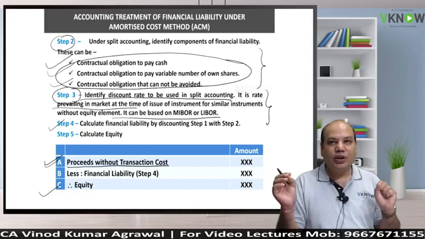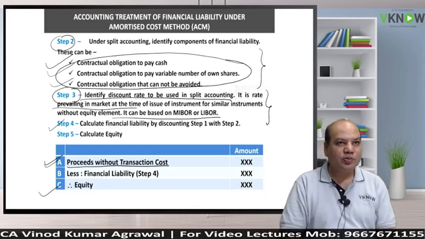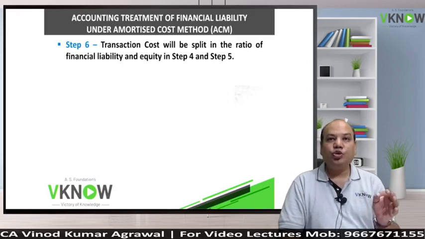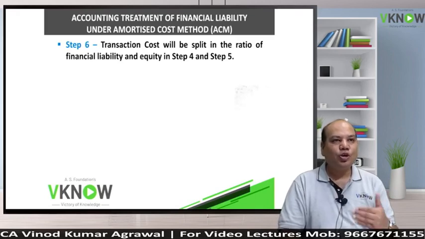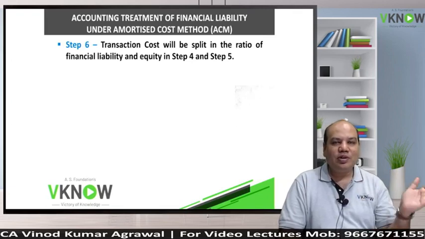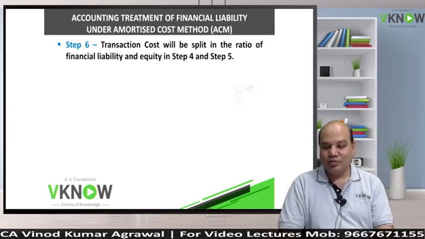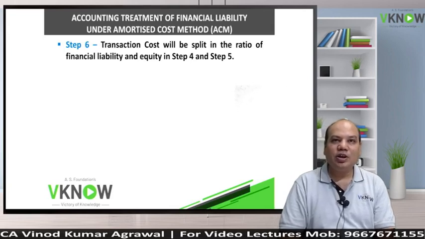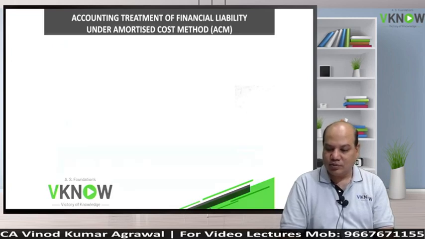But if there is a transaction cost, there is going to be a problem. And what is that? If there is transaction cost in issuing this instrument, the standard says the transaction cost is incurred on 2 instruments, not 1. So the transaction cost also needs to be divided between liability and equity. So transaction cost will be split in the ratio of financial liability and equity as computed in step number 4 and step number 5.